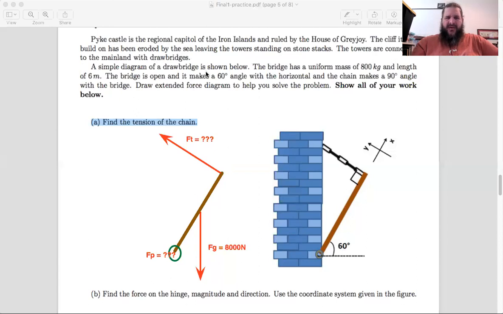The tension force, if you consider this as split into horizontal and vertical components, it's possible that the vertical component of tension might cancel out gravity, but the horizontal component would have nothing to cancel it out. So if tension and gravity were the only forces, then the forces could not possibly add up to zero, which means the drawbridge is going to accelerate.